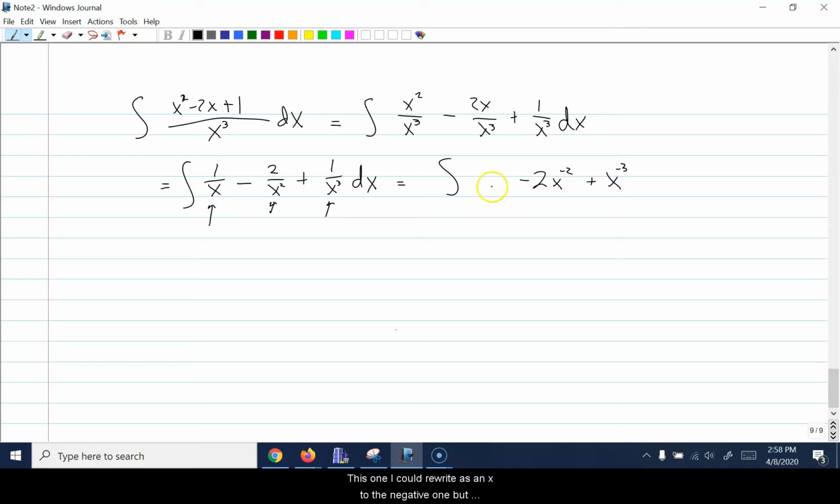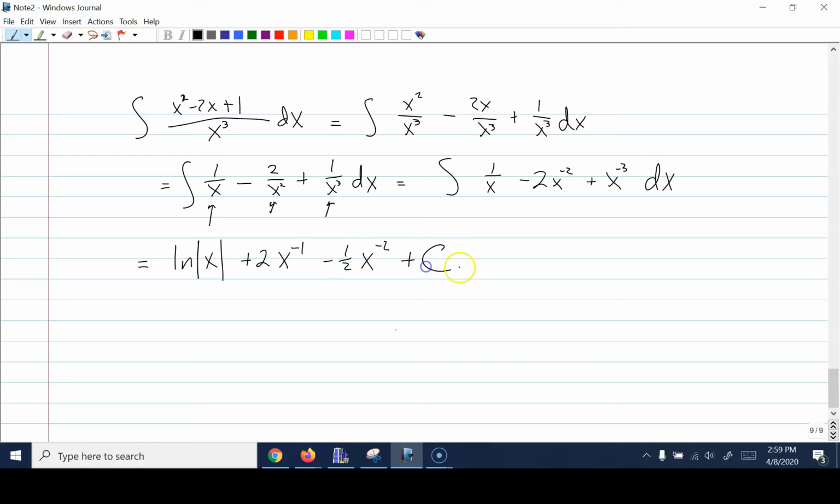This one I could rewrite as an x to the negative 1, but remember the power rule doesn't work on a power of negative 1. 1 over x is just fine because I know the thing whose derivative is 1 over x. It is natural log x. What's the integral of 1 over x? It's natural log x, but I gotta remember these stupid absolute values. Plus this one, add 1 to the exponent, get x to the negative 1, divide by negative 1, negative 2 over negative 1 makes it a positive 2. Add 1 to the exponent, I get x to the negative 2. Divide by that, I get negative 1/2. Plus c.